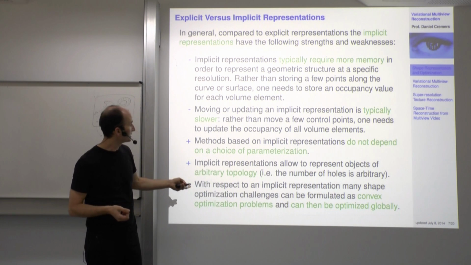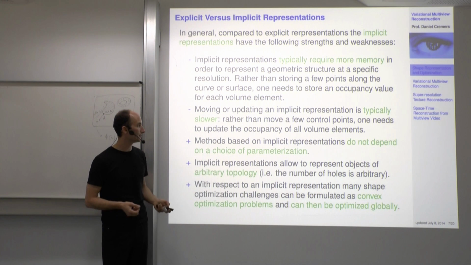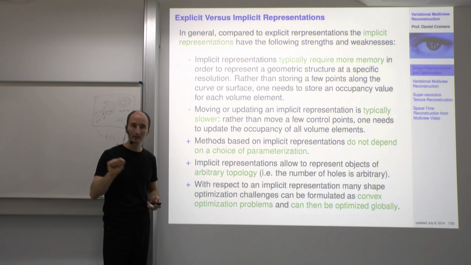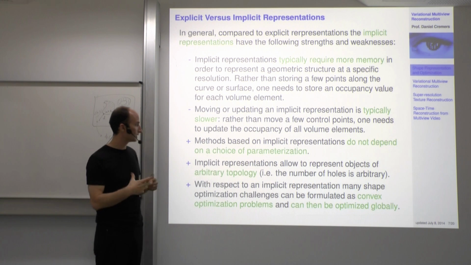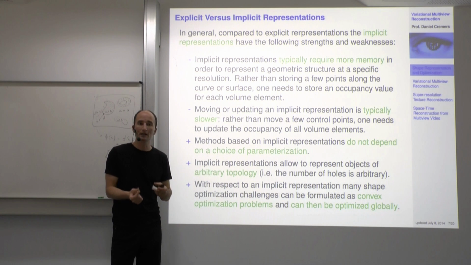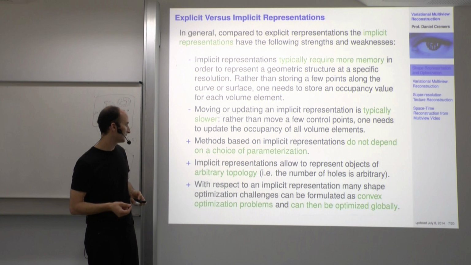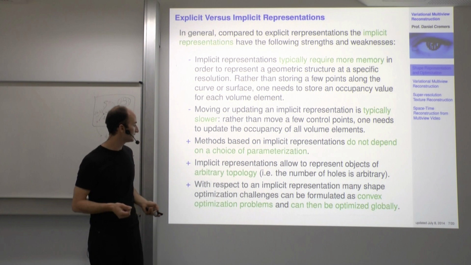The topology can change. I can have any number of holes, any number of components, it doesn't matter. With an explicit representation, you have a parameter interval, say the circle for a curve, for example, and then if you want to split it, then you have to change the parameter interval. This is also tedious.